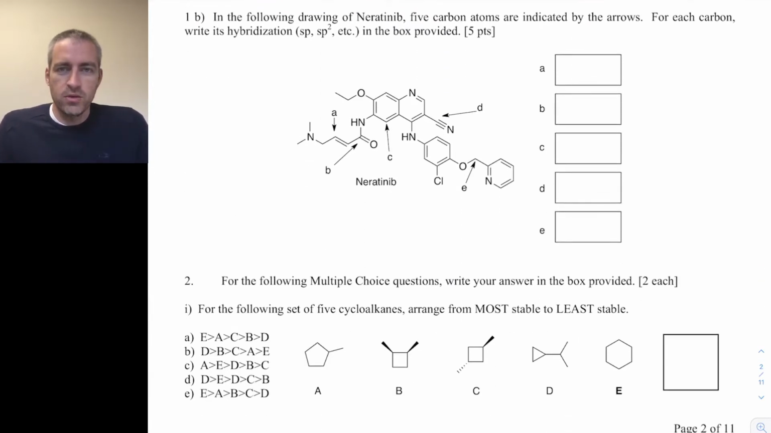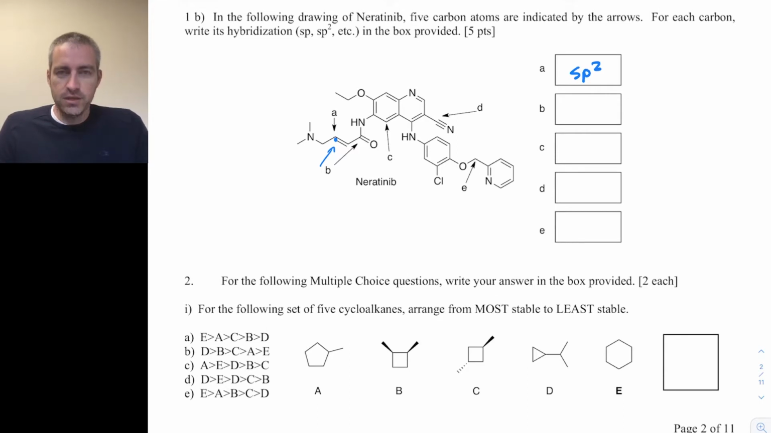This is the same molecule again. In this drawing, 5 carbons are indicated by the arrows. For each carbon, write its hybridization, sp, sp2, etc. in the box provided. So carbon A, which is this one here, has a single bond to another carbon, a single bond to a hydrogen that's not drawn in, and a double bond to another carbon. Total of 3 different bonding groups, and that means it's going to be sp2.